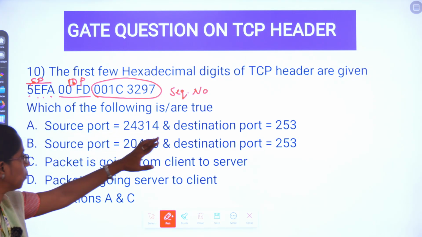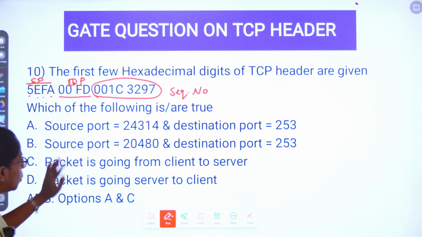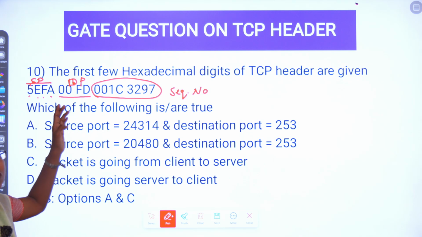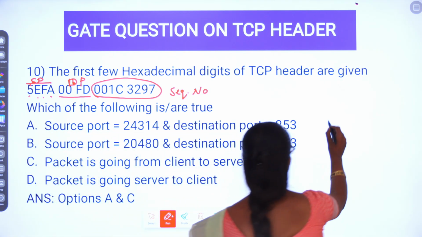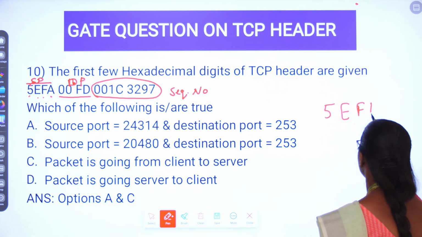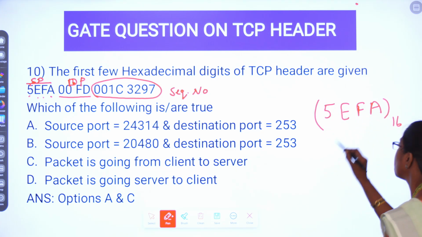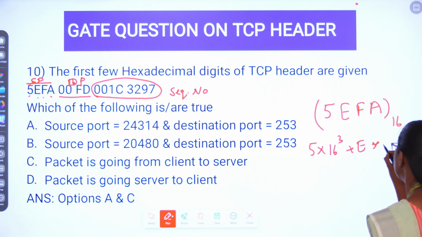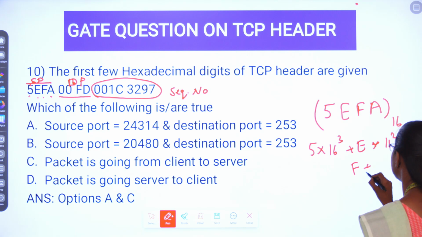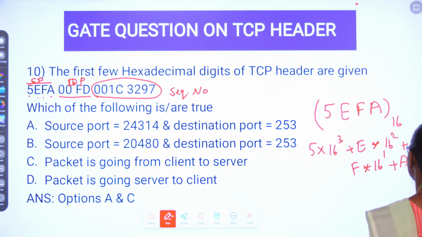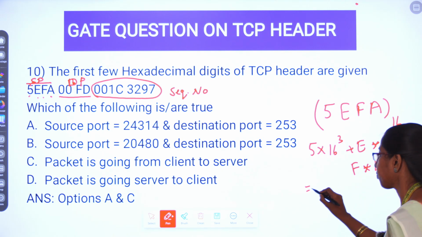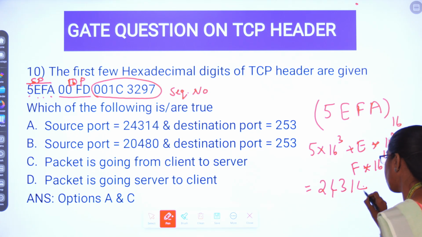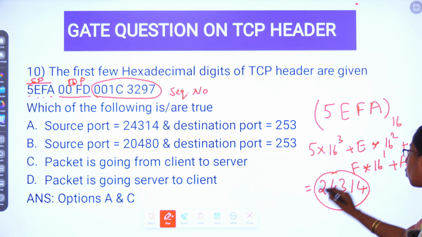Which of the following is or are true? Here we are going to find out source port and destination port. So 5EFA is a hexadecimal value that should be converted into decimal value. So it is in base 16, so it should be converted into decimal: 5 into 16 power 3 plus E into 16 power 2 plus F into 16 power 1 plus A into 16 power 0. This value is 24314. You have to calculate this. So our source port decimal value is 24314.